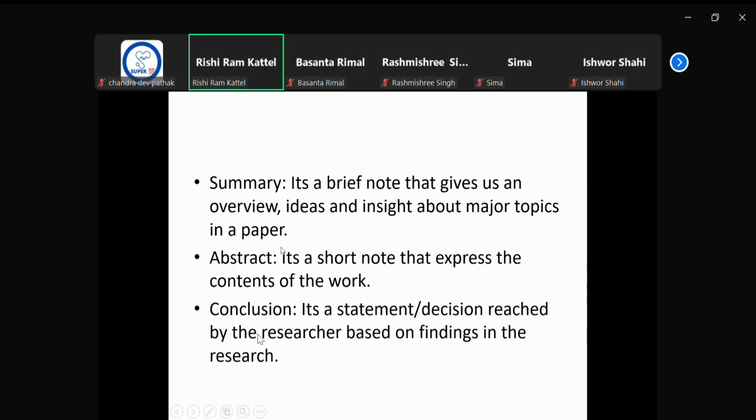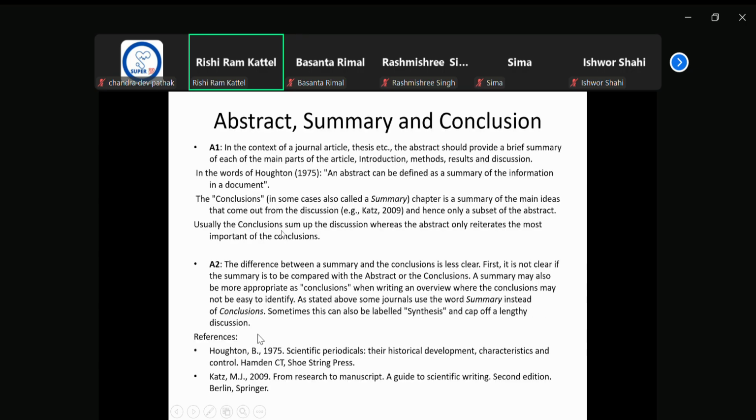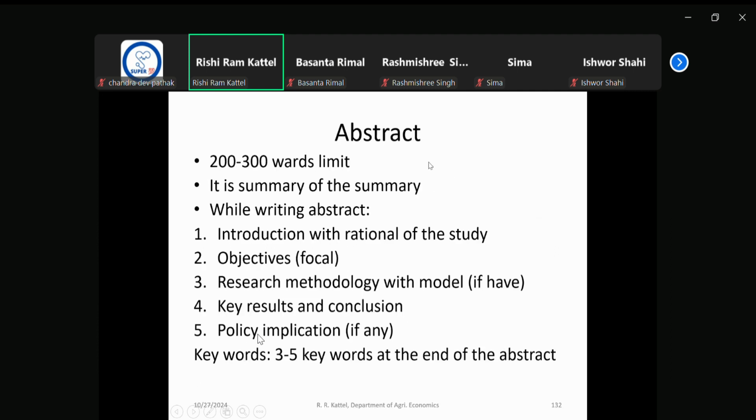So we talk about conclusion. An abstract can be defined as a summary of the information in the document at the beginning. The conclusion chapter is a summary of the main ideas, and there are some references also. I have already mentioned the abstract has a 200 to 300 word limit. It is a summary of the summary.